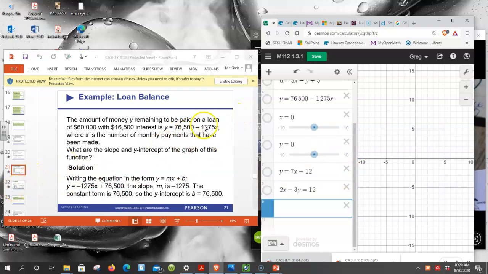So slope is the rate of change. That means it's telling us how much something is changing over 1 unit of time. So for one payment, every payment, your balance goes down $1,275. That's what that means. Okay.